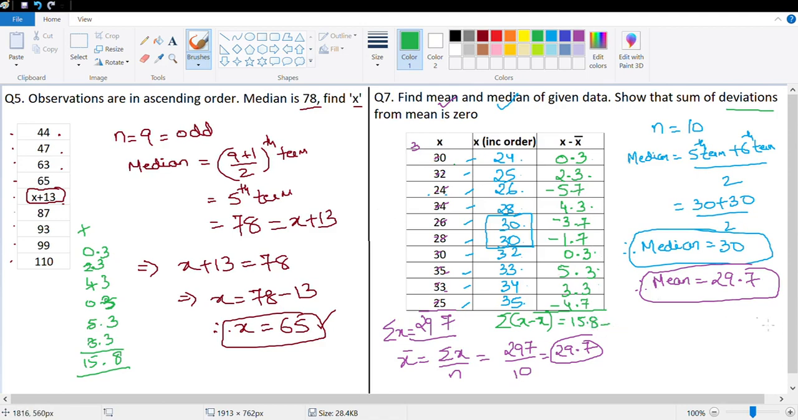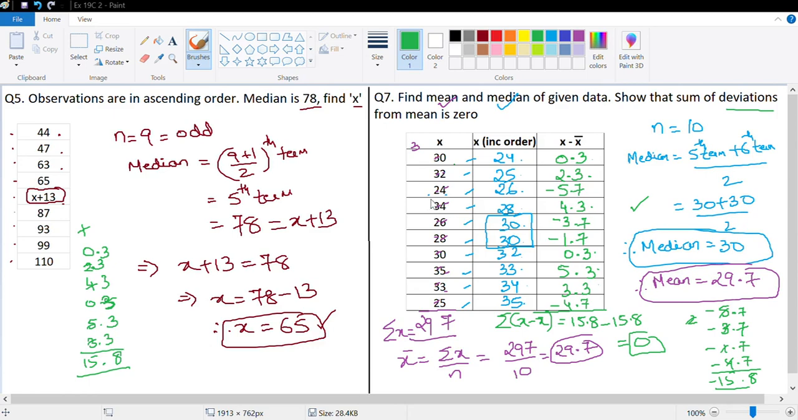Let's look at the sum of negative numbers. We have negative 5.7, negative 3.7, negative 1.7, negative 4.7. So 6 are positive and 4 are negative. Adding these, this is negative 15.8, so the total is equal to 0. So we've been able to show that the sum of deviations from mean is 0. Let's look at the next question.